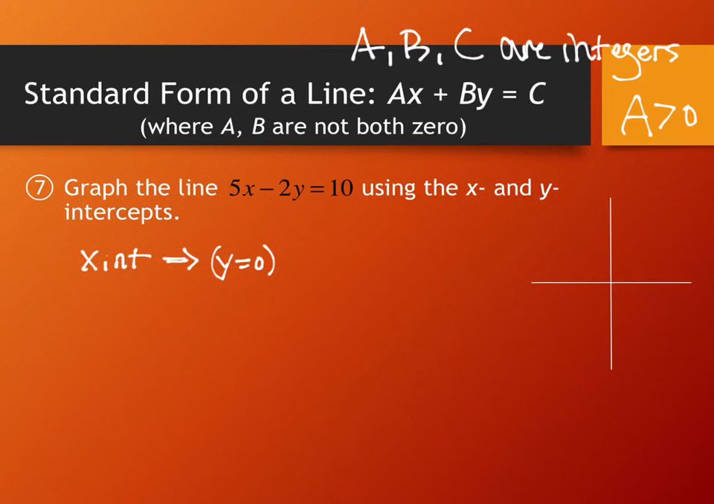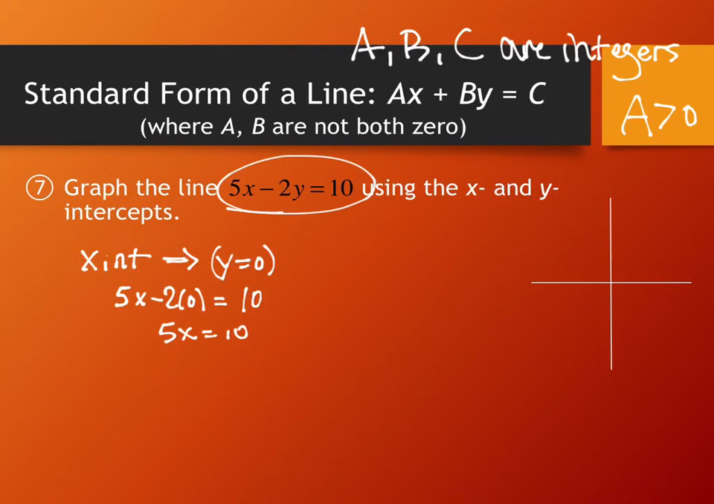That's what an x-intercept is. It's when y equals 0. So if we take our equation and we let y equal 0, we can find out what the x-intercept is, at least the x value of it initially. So 2 times 0, of course, is 0. So I have 5x equals 10. And if I divide by 5, what's x?